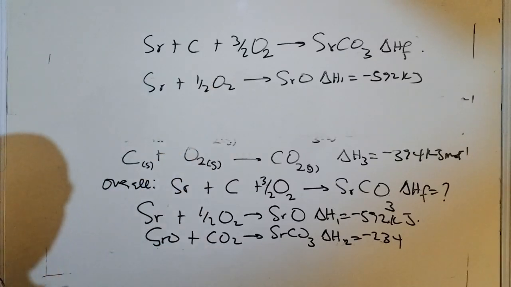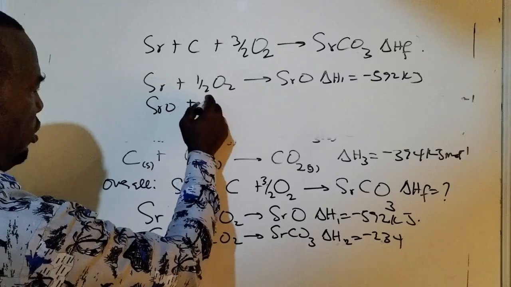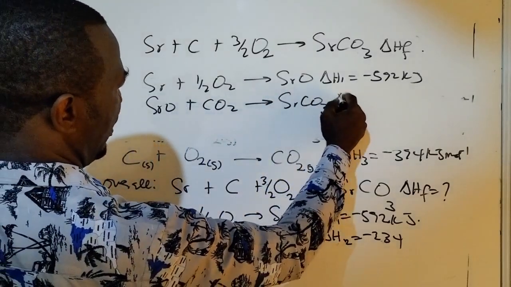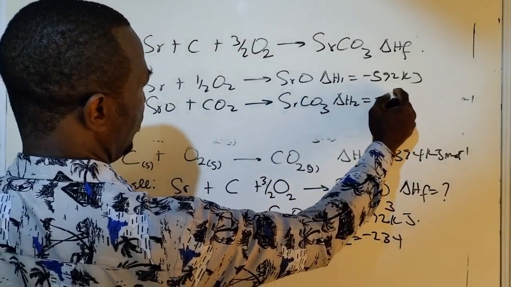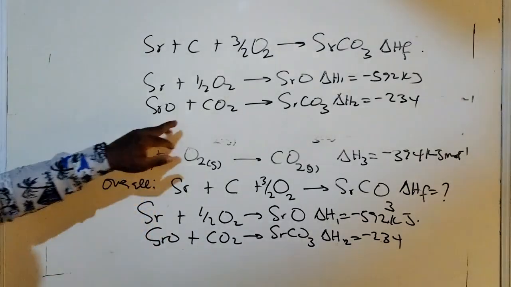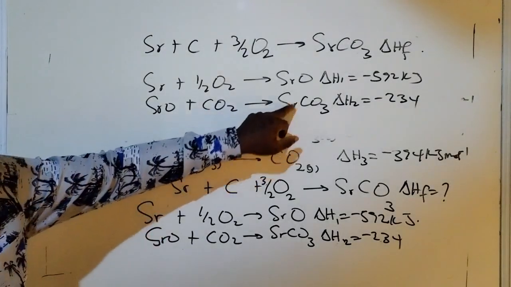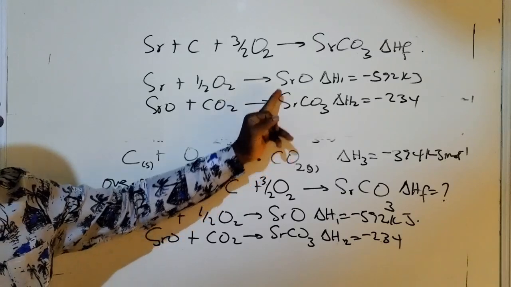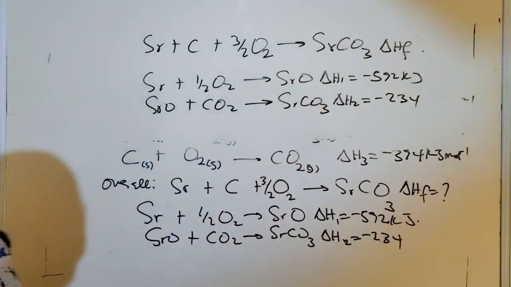You go to the 2nd equation, strontium oxide plus CO2 giving you strontium carbonate. Delta H2 is minus 234. If you look at this 2nd equation, the substance found here that is in the main equation is strontium carbonate, and they both are on the product side. So you're not reversing. 1 mole is correct. You go to the 3rd equation.